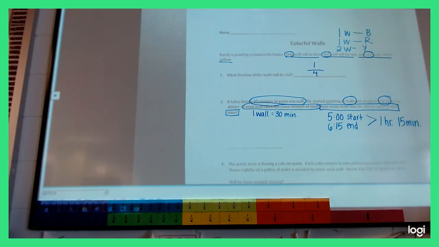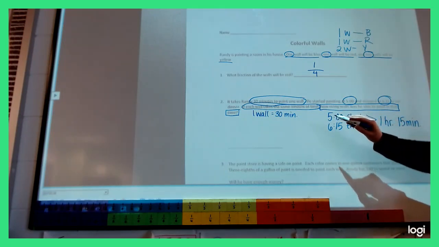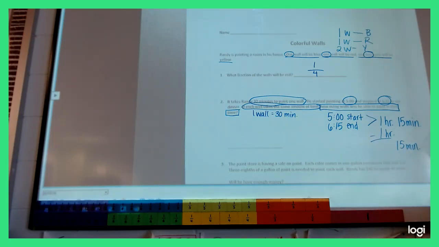Okay. So how many chunks of 30 minutes do we need to have an hour? Chloe? 2. So if I used 2 half hours, that would be 2 walls. I'm going to take an hour off my time. I've only got 15 minutes left. Can he paint another wall in 15 minutes? No. It takes a half hour. So how many total walls was he able to paint?